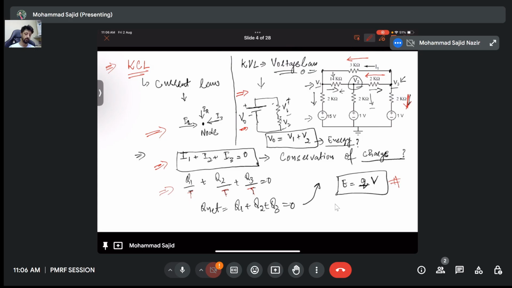If we go from this node, take this node A, and traverse this path, there is an increase in potential, that is V0. And now I have an equivalent sign. Now I have to write it on the right hand side. So it has to be equivalent to the drops. So signs will be positive on the right hand side. So this is V1, drop in potential, plus V2. So this is from the conservation of energy.